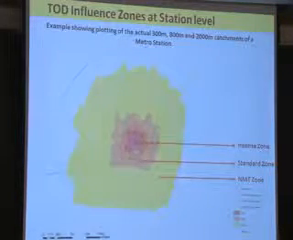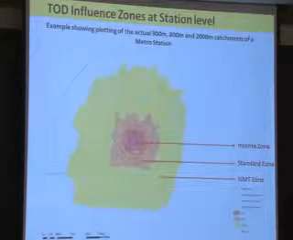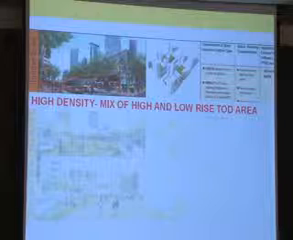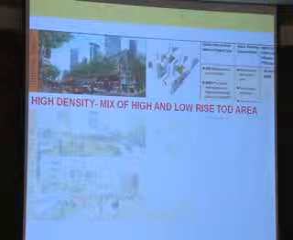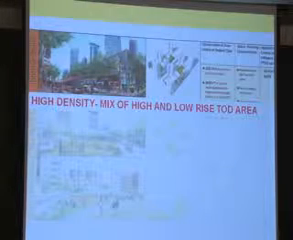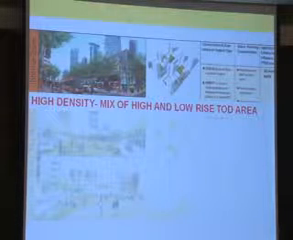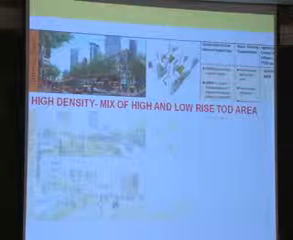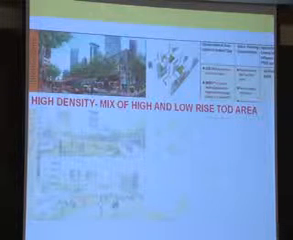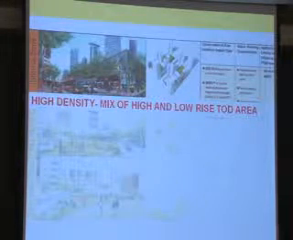And if you zoom in at every station level, this is what that means. There's that 300 core, there's the 800 standard zone, and the NMT zone, which is a walking zone. Now, how does that translate into three dimensions? Again, these are boards that are there. You can see it in detail outside. The intense zone is going to have high density and probably a mix of high rise and low rise.